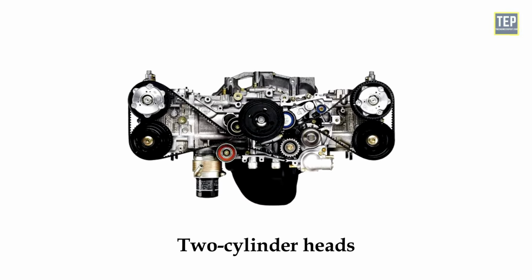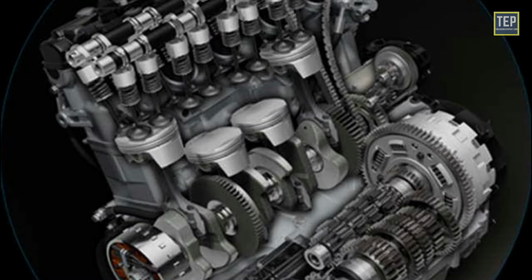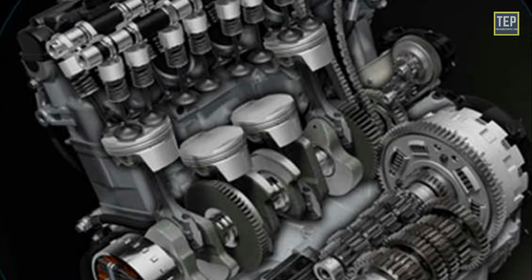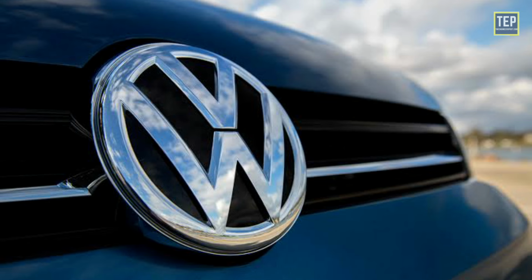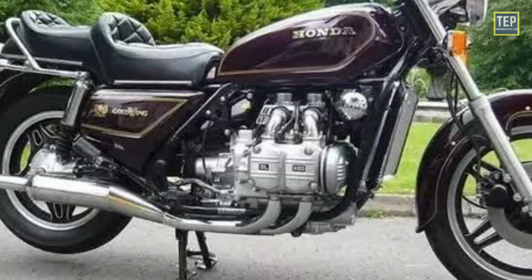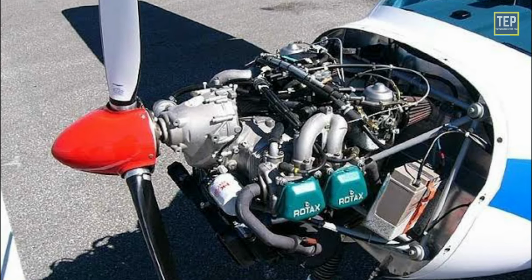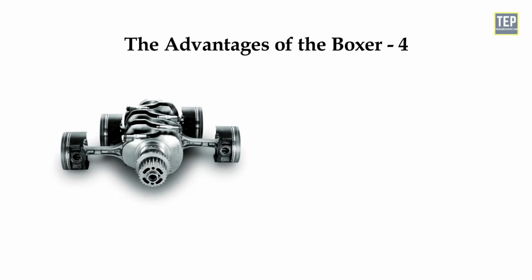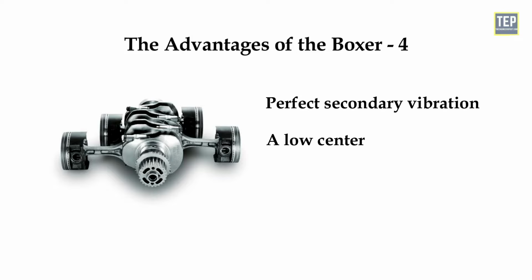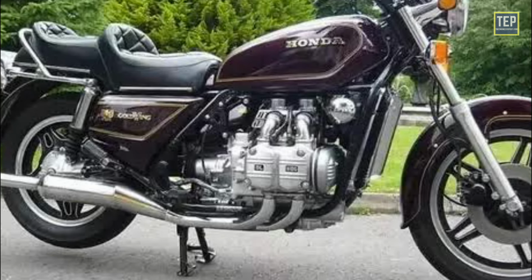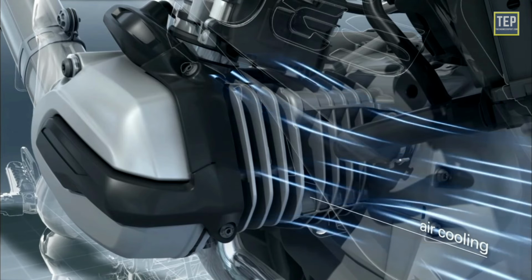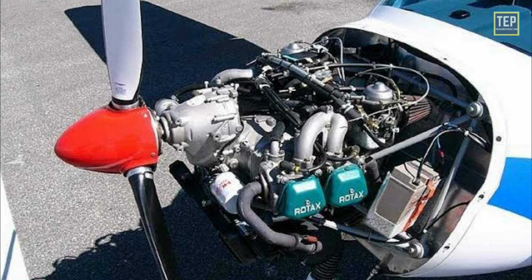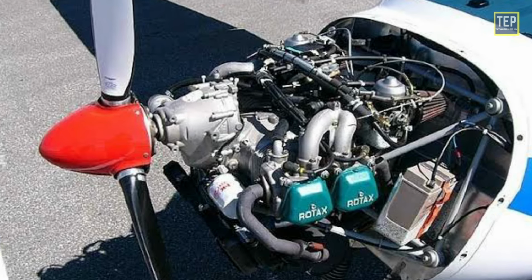However, the 2 cylinder heads mean the design is more expensive to produce than an inline 4 engine. Boxer 4 engines have been used in cars since 1897, mainly by Volkswagen and Subaru. They have also occasionally been used in motorcycles and frequently in aircraft. The advantages of the Boxer 4 layout are perfect secondary balance, a low center of gravity, and a short engine length. The layout also lends itself to efficient air cooling, with the airflow being evenly distributed across the 4 cylinders. In aircraft, this avoids the need to carry heavy water cooling systems.